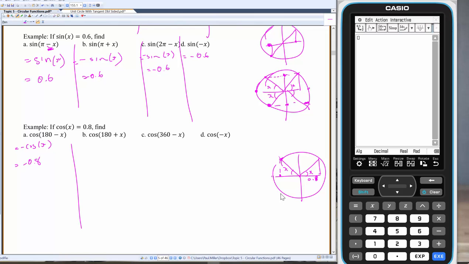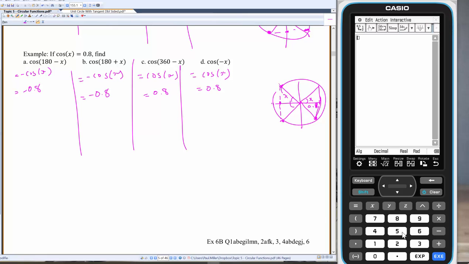180 is here. We're going to go forward x, which is going to be the negative, and it's going to be the cosine of x, which is negative 0.8. So 360, go back to there, which means we're going to hit the positive version of that. So this is just the cosine of x, which is 0.8. This one says go back x, which takes us there, which hits the positive version of it. It's just the cosine of x again, which is 0.8. All right, so there is your review of exact values and symmetry properties.